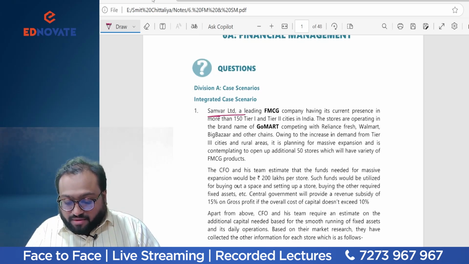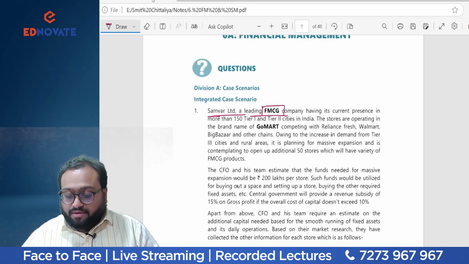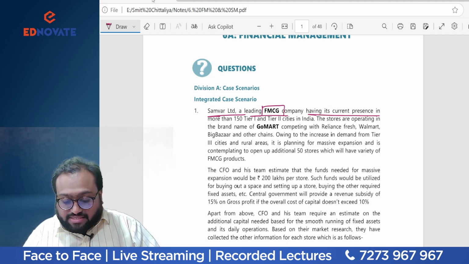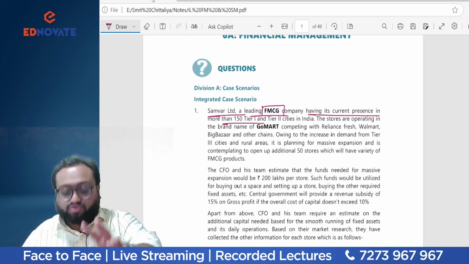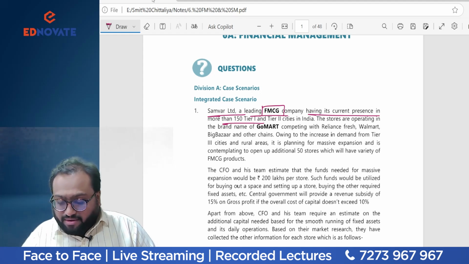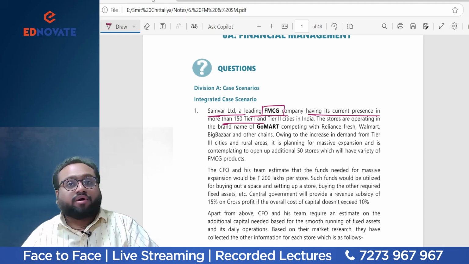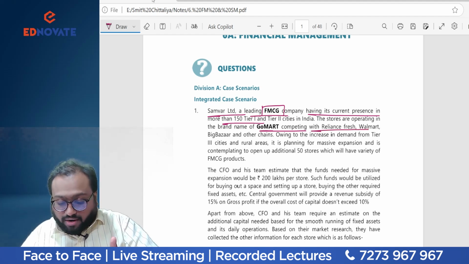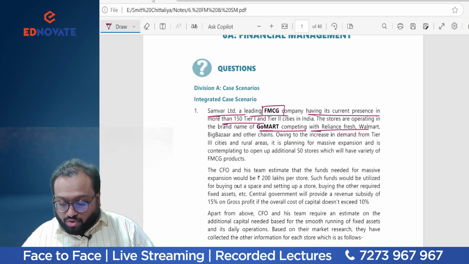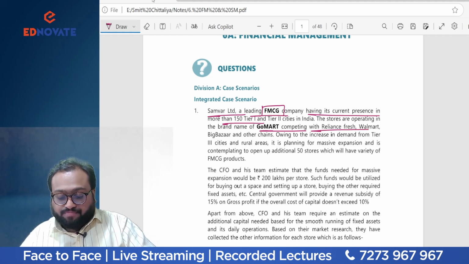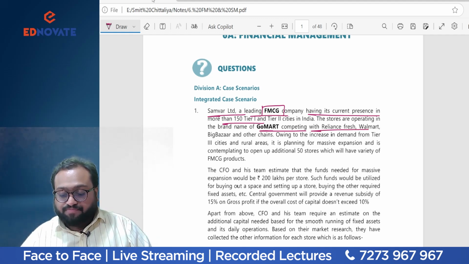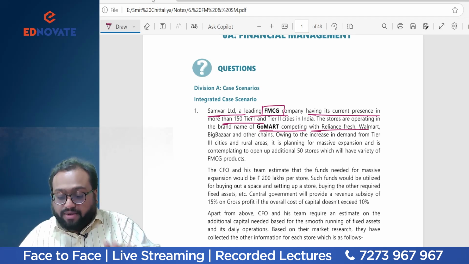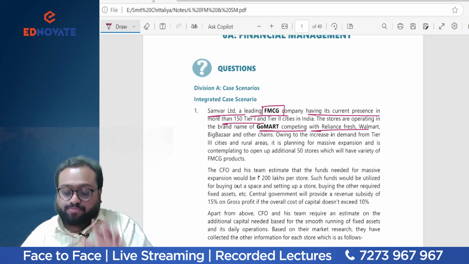Sambar Limited, a leading FMCG company, having its current presence in more than 150 Tier 1 and Tier 2 cities in India. The stores are operating under the brand name of Go Mart, competing with Reliance Fresh, Walmart, Big Bazaar and other chains. Owing to increase in demand from the Tier 3 cities and rural areas, it is planning for massive expansion and is contemplating opening an additional 50 stores which will have a wide variety of FMCG products.